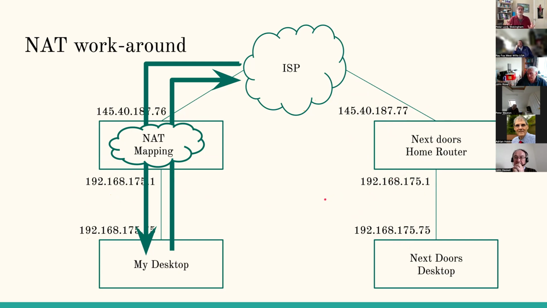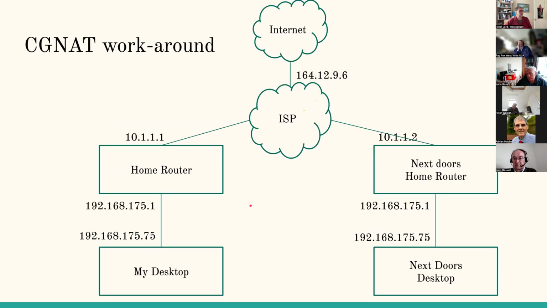So actually it works, this NAT, but it's a workaround because we've run out of IPv4 addresses. It means that every person just needs one IPv4 address. Even if they've got 2 million devices at home, they still need just one public IP address.